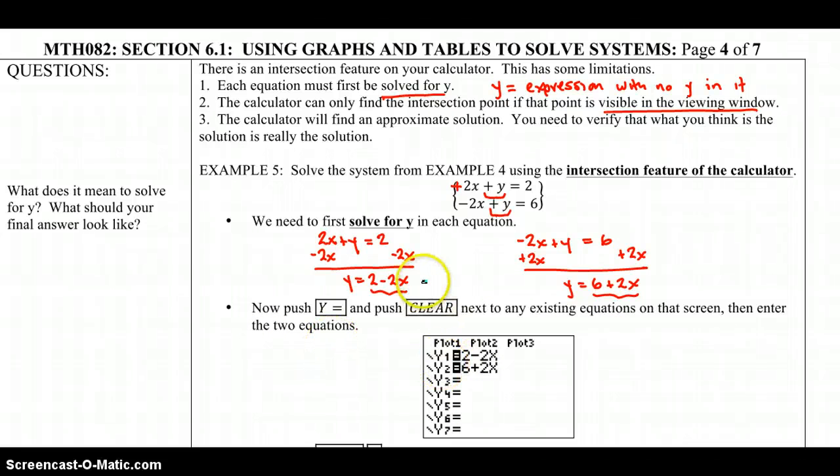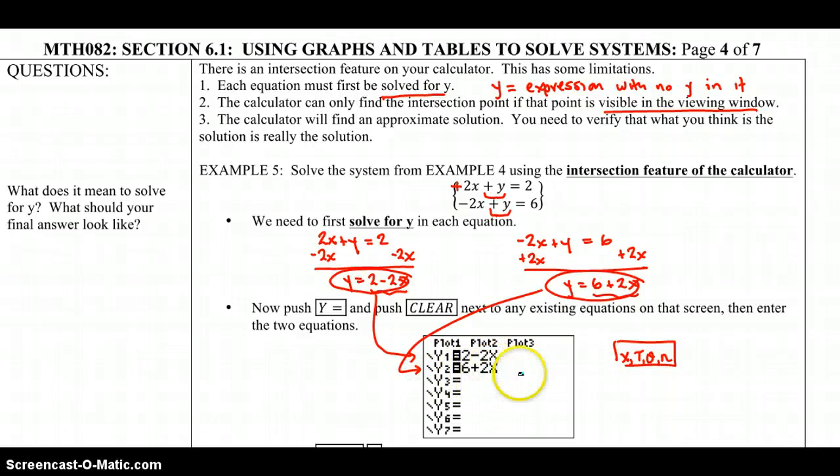So next to y1 we're going to put our first equation: y equals 2 minus 2, and then to type the x, you have a button on your calculator that looks like this. If you push that button, it will type an x for you. And then next to y2, we're going to put in our second equation: 6 plus 2, and then again to type an x, you're going to push the button on your calculator that looks like this. So on the screen, we've got our two equations entered.